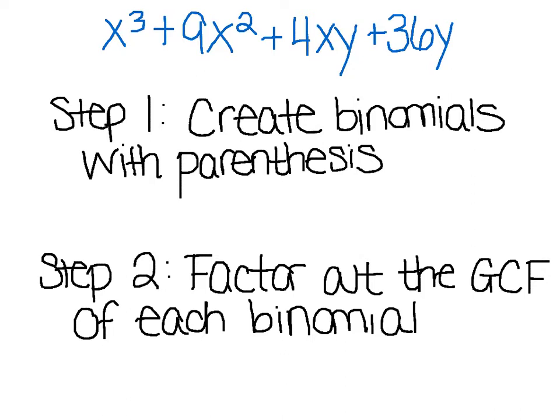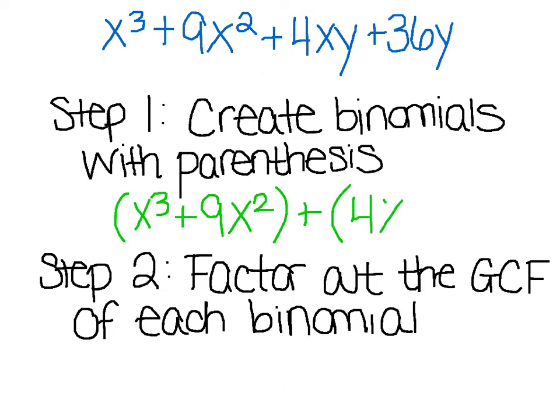So step 1, you're going to create binomials with parentheses. Remember, binomials, that makes 2 terms. So I'm going to put my first 2 terms in parentheses, the x cubed plus 9x squared. I'm going to put an addition sign in between them, and I'm going to put my second 2 terms in parentheses, 4xy plus 36y. So we've taken our polynomial that's up here and created 2 binomials with parentheses.